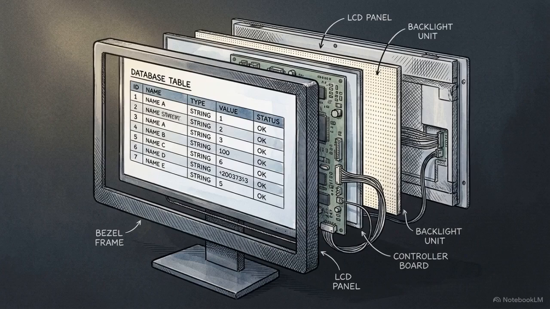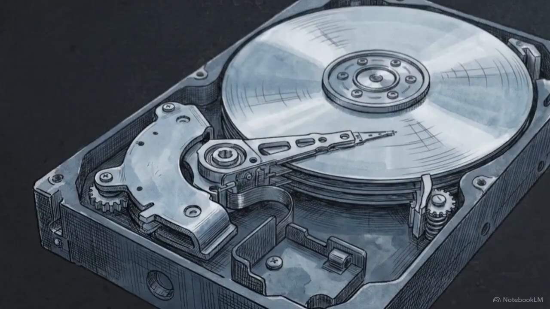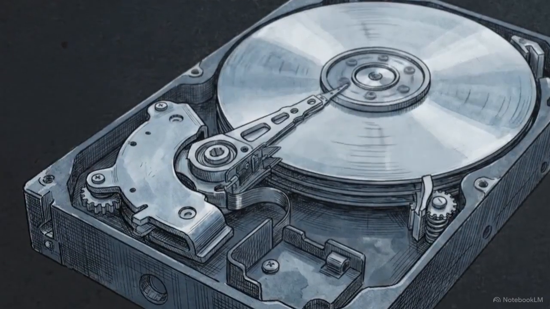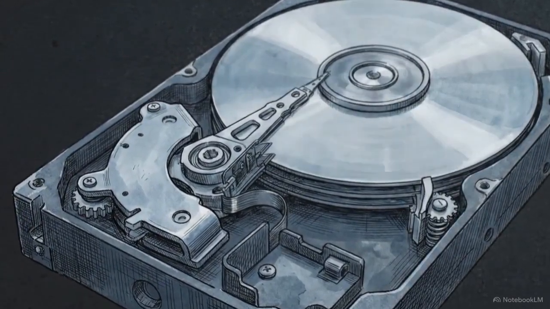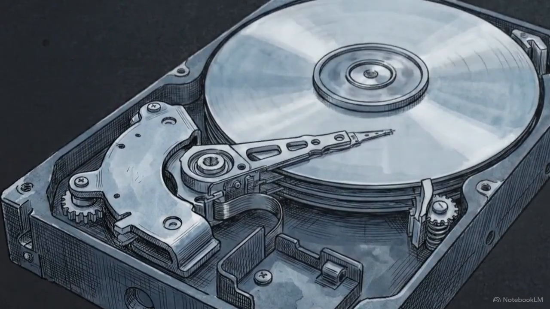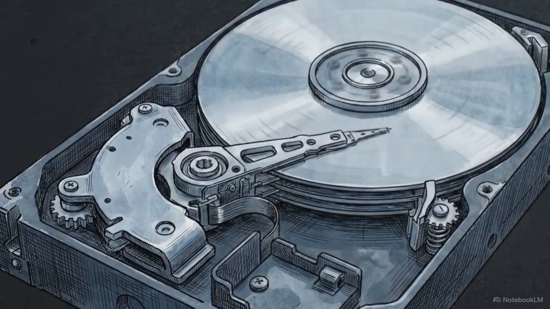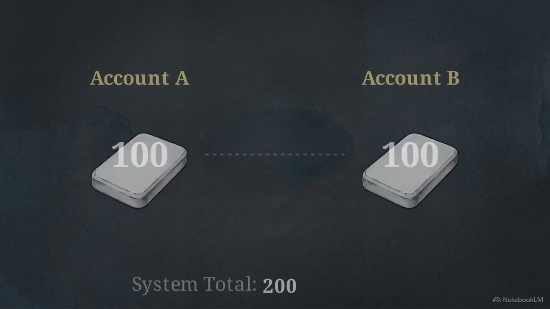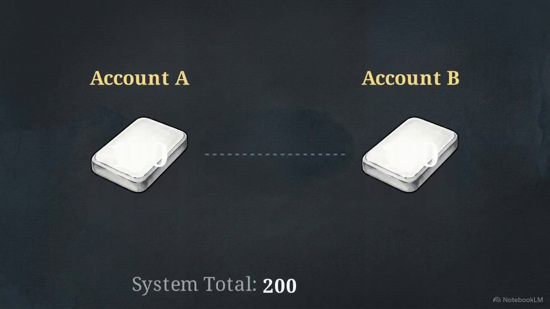When a computer reads a record, the original data remains untouched. But when a computer changes a record, it initiates a series of internal physical movements that must complete perfectly to avoid error. Consider a standard operation, transferring 100 units from account A to account B.